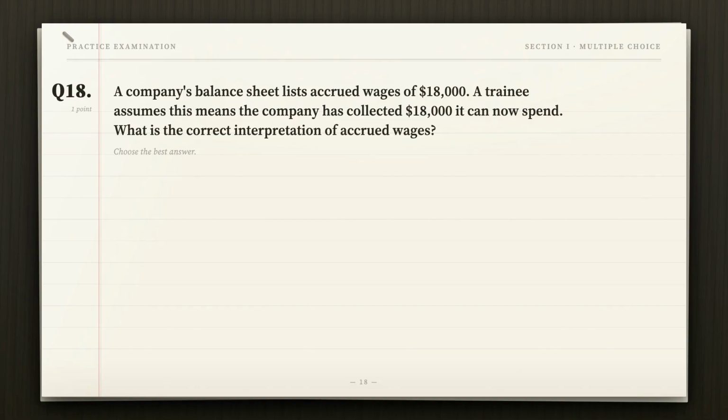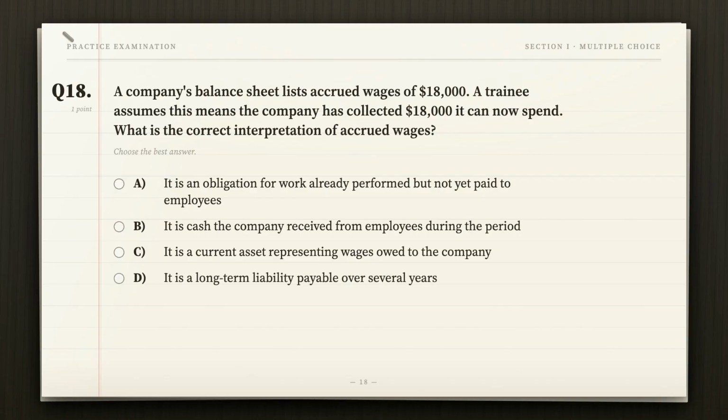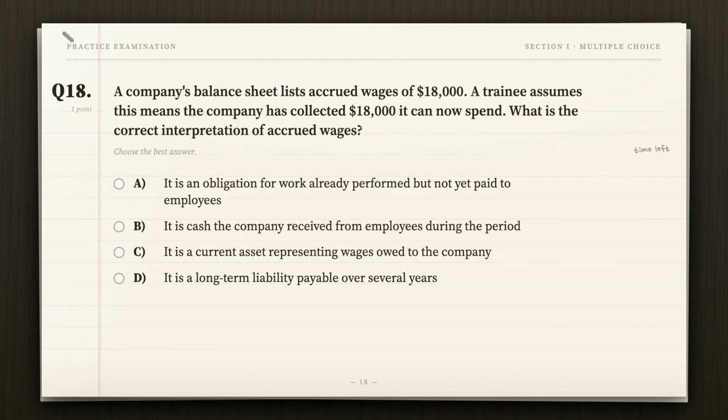Your options are: A. It is an obligation for work already performed but not yet paid to employees. B. It is cash the company received from employees during the period. C. It is a current asset representing wages owed to the company. D. It is a long-term liability payable over several years. Take a second. Which answer would you pick?